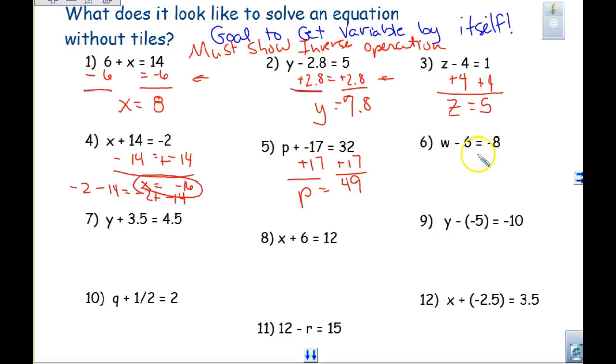In the next one, I'm looking at that one. Sanjay, I have W minus 6. The opposite of subtracting 6 would be to add 6 to both sides. I saw some of your papers where you only had the answer here and you put maybe 14, which isn't right, because one's negative and one's positive, right? So we're actually subtracting. It should be -2.